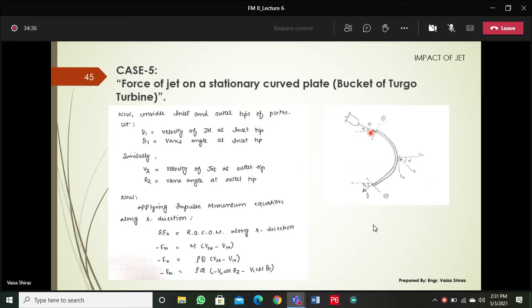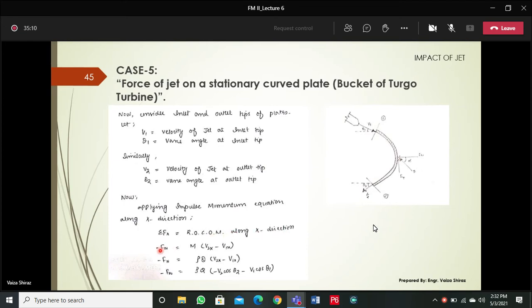जो भी आपके jet की direction है, with respect to horizontal at the inlet and outlet tip, those are your vane angles. Okay. So similarly, your V2 is the velocity of the jet at the outlet tip, and θ2 is the vane angle at the outlet tip. Now you have to find out Fn and Ft. For that, you will apply the equation along the x direction and along the y direction. Okay. So if you apply the impulse momentum equation along the x direction, that is summation of Fx is equal to rate of change of momentum along the x direction.